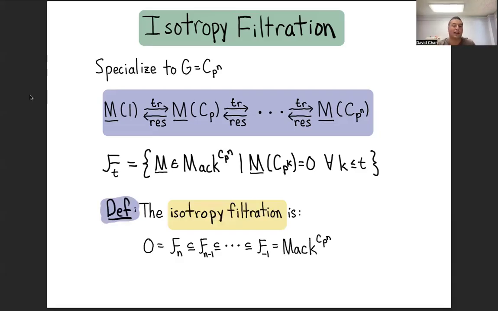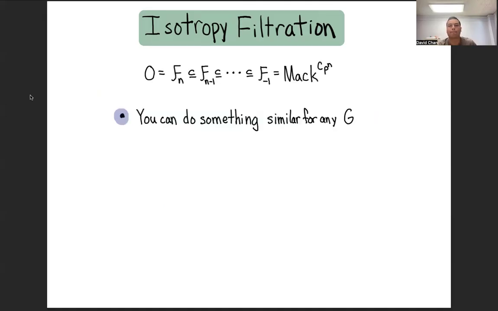And I'm going to call this the isotropy filtration. Just to be concrete, F_n is 0, and F_{-1} is everything, because this is things which are required to vanish nowhere. And so this gives you a great linear filtration on the category of Mackey functors. And I'm going to use this to build my spectral sequence, basically.